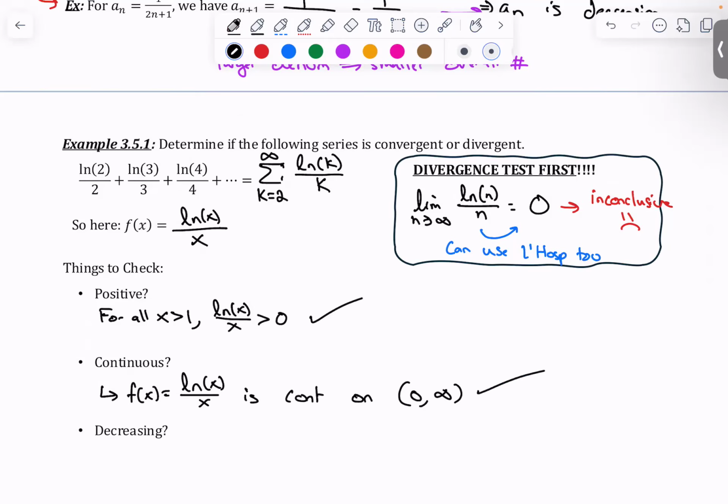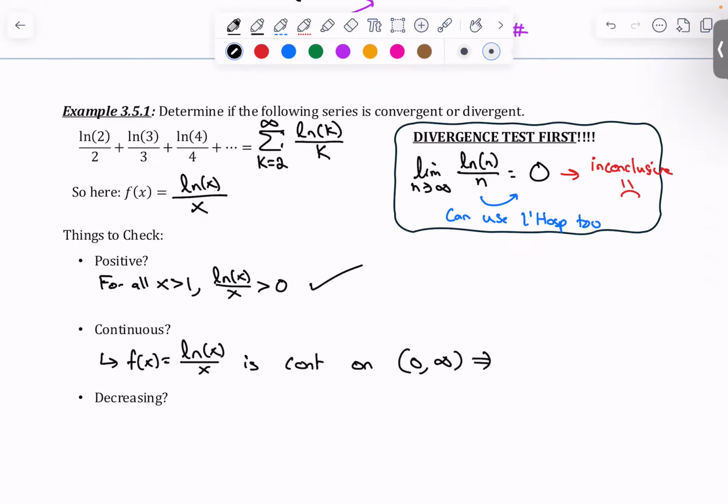So remember that we needed it to be capital N in the integral test. So since it's continuous on 0 to positive infinity, let's actually add, not a check mark, thus continuous on bracket 2 to positive infinity. Because it's continuous from 0 to infinity, it must be continuous from bracket 2 to positive infinity. Any questions so far? Those are the two nicer properties to prove.